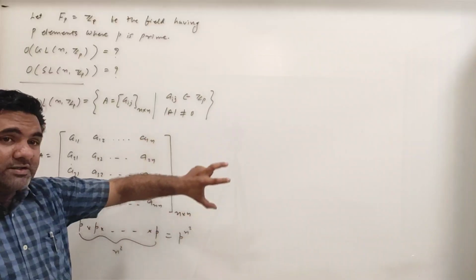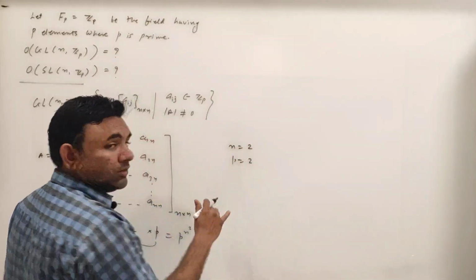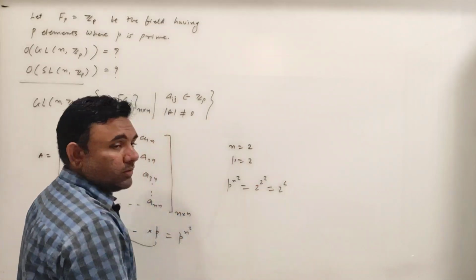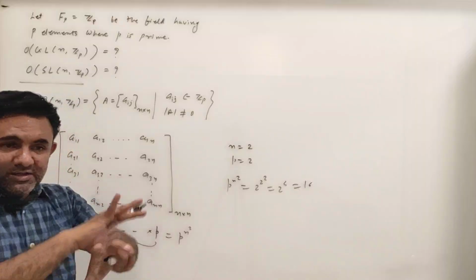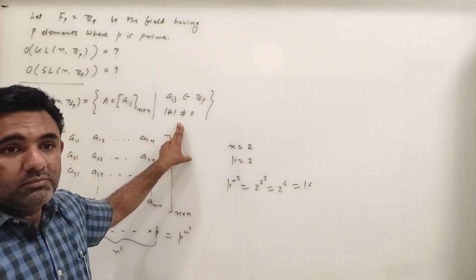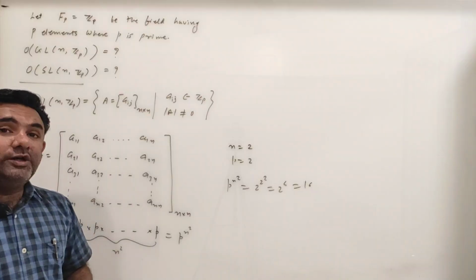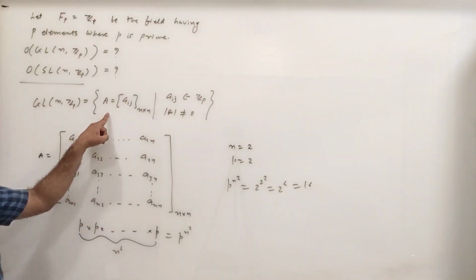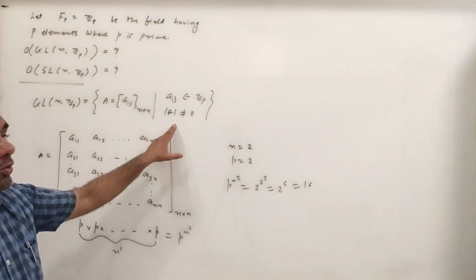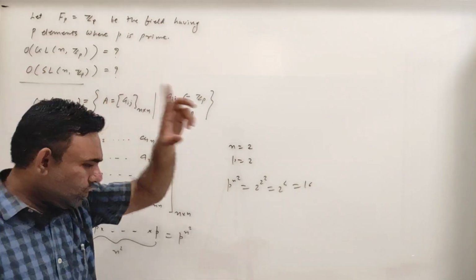So this p raised to n square is the count. For example, if I consider n equal to 2 and p equal to 2, a small number, then p raised to n square is what? 2 raised to 2 square, that is 2 raised to 4. So it is 16. There are 16 matrices. But among these 16, not all will have non-zero determinant, right? Some have determinant 0. So those matrices whose determinant is 0 will not come in here. So what I have to do? I have to find only those matrices whose determinant is non-zero, right? Okay.